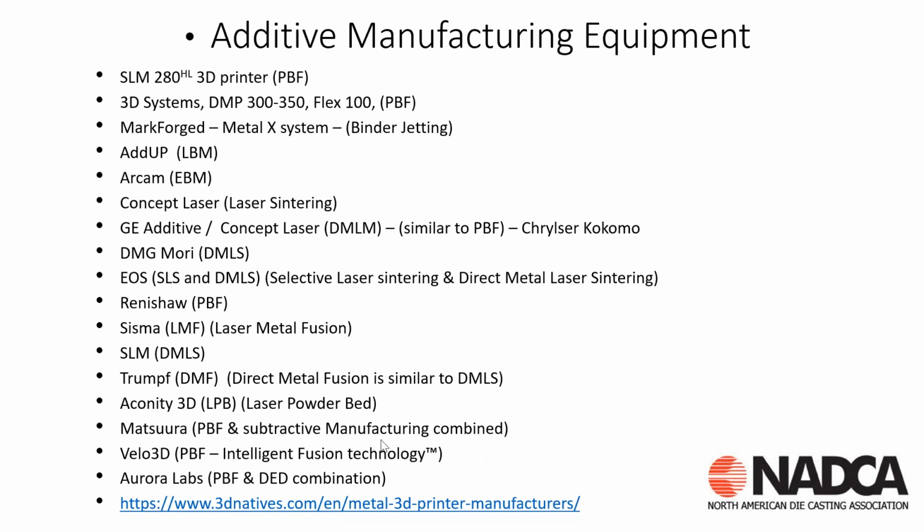So they're printing, and then they actually have machining operations inside there, subtractive processes, so they can come out with a more near net shape or a finished product. Velo 3D has a powder bed fusion process. Now they have trademarked their particular process and are calling it intelligent fusion technology. And then the last one I've got on here is Aurora Labs, and they've got a powder bed fusion and direct energy deposition in the same machine.